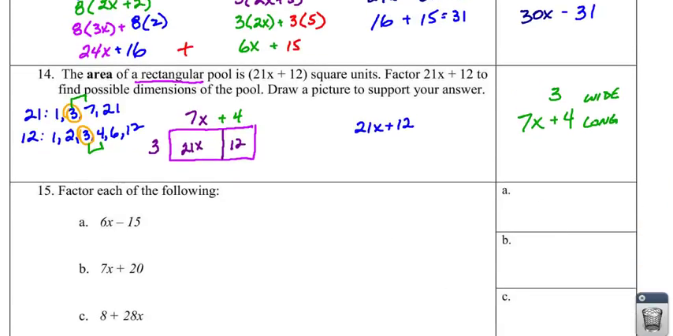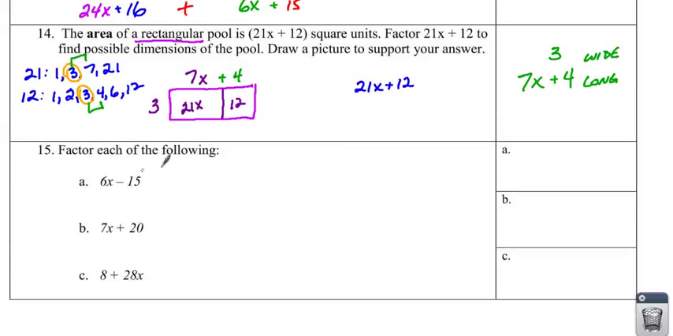Number 15, we've just got a couple factor problems here to finish up on. So, letter A, well, 6 factors to 1, 2, 3, and 6. 15 factors to 1, 3, 5, and 15. The common factor in those is 3, which means this is going to factor into 3 times 6x divided by 3 is 2x. There's the 3 and the 2 going together. Minus 3 times what makes 15? 5. And there's the 3 and the 5 going together.